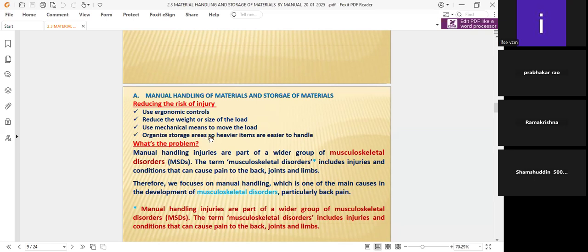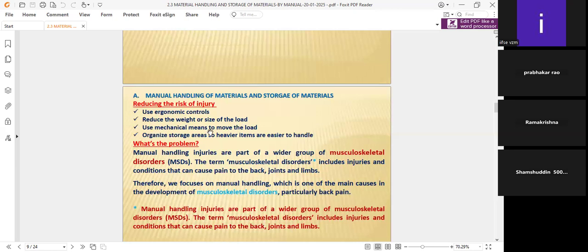Organize storage areas so that items are easier to handle. First, see the ergonomic controls. You have to see what lifting techniques we have to use. Reduce the weight or size of the load. Where the weight is more, we have to see that it is split into two, and see that the load is less.